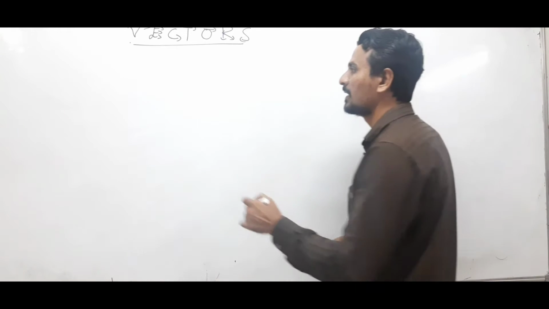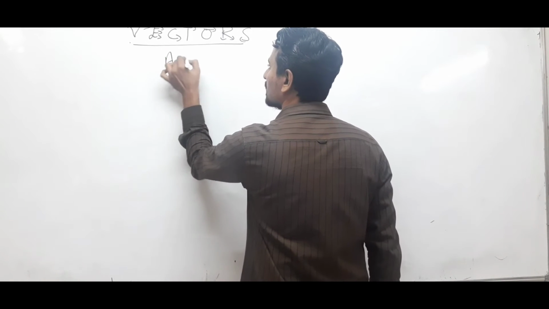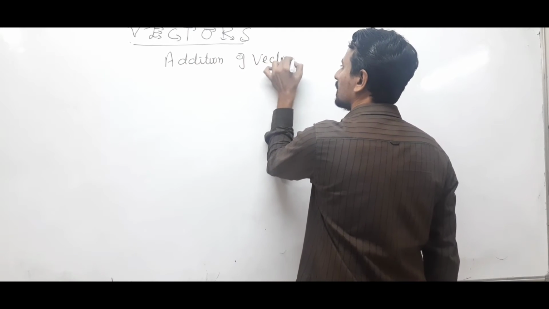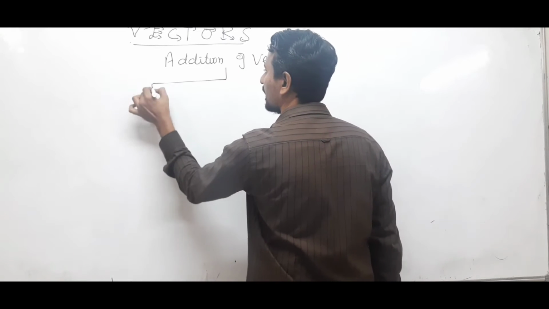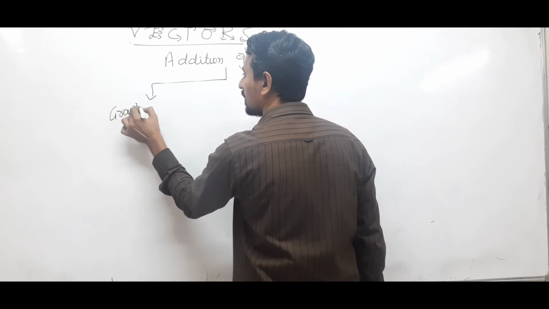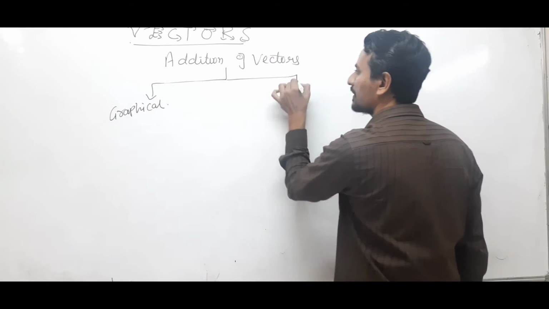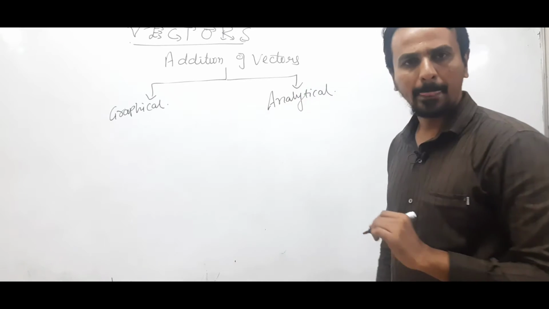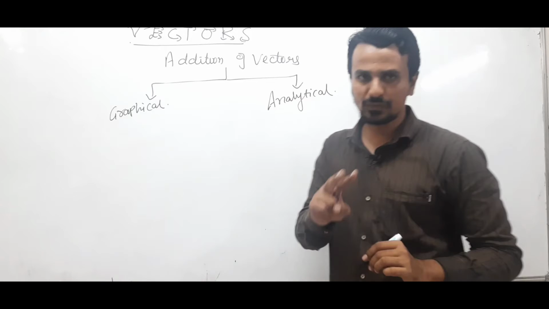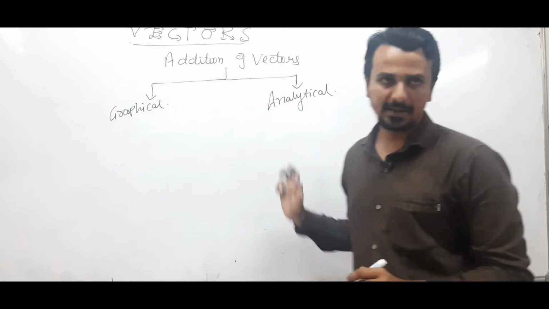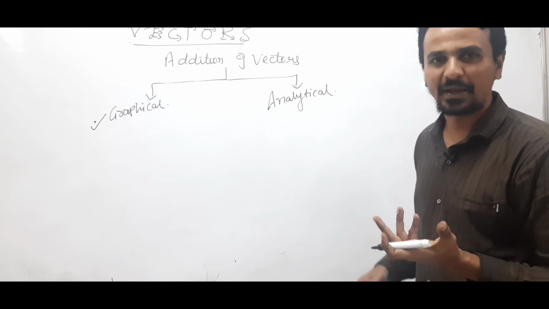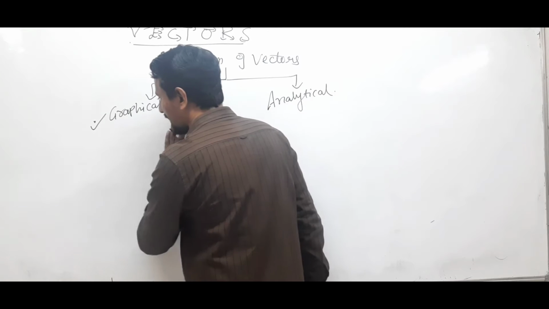Actually, there are two methods of addition of vectors. Addition of vectors can be done in two ways: graphical method and analytical method. First we'll learn about the graphical method, then we'll go for the analytical method. Today we'll discuss the graphical method. Of course, for that you will need a pencil, a scale, and a compass.